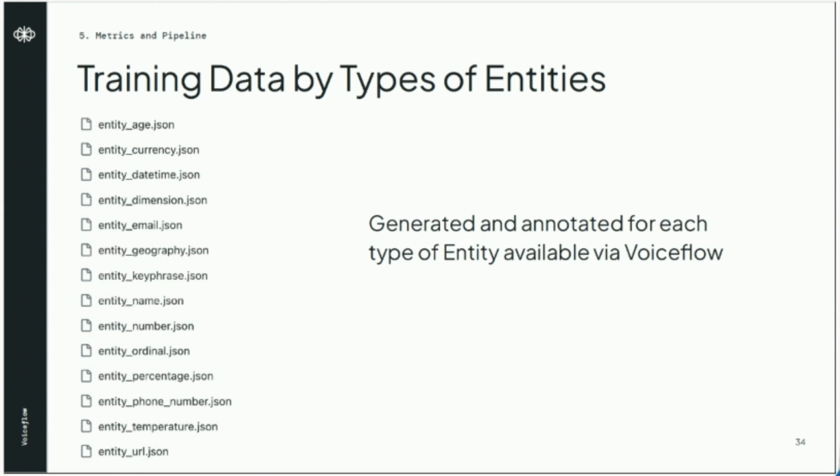So these are some of the examples I have. Why don't you generate more examples for, say, ordinal or percentage?